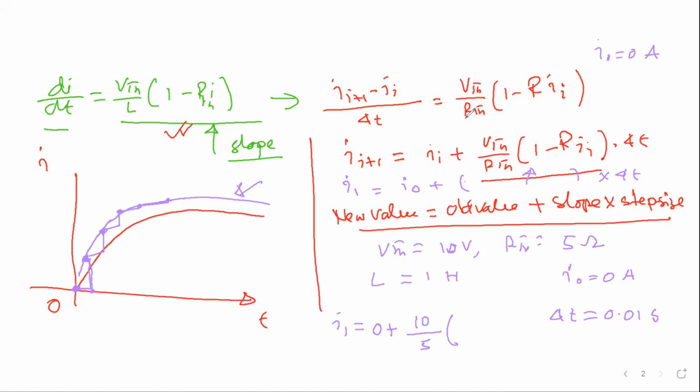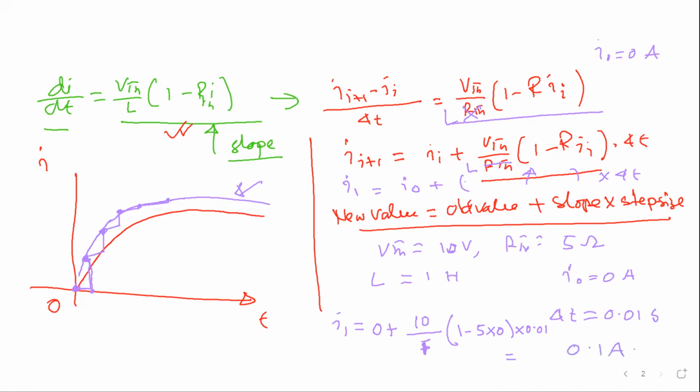Is this equation correct? No, sir, it should be VTH by L. Yeah, this should be L. So your L equal to 1, then 1 minus RTH is equal to 5, and your I0 value equal to 0, multiplied by 0.01, equal to what? Sir, it equals 0.1. Equal to 0.1 ampere, isn't it?